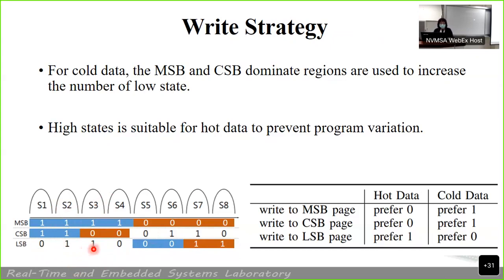The table shows the strategy to process every chunk. For cold data, the MSB and CSB dominant regions are used to increase the number of lower states. Thus, the MSB and CSB pages prefer to be 1. In the LSB dominant region, increasing the ratio of 0 can place more cells at S5 to S6 when the CSB of the cell is 0. High states are suitable for hot data to prevent program variation. The MSB bits prefer to be 0, and the LSB bits prefer to be 1 to increase the number of high states. In addition, the CSB dominant region is used to place more cells at S3 or S4 when the MSB is 1.